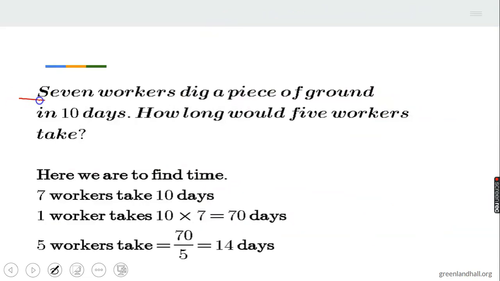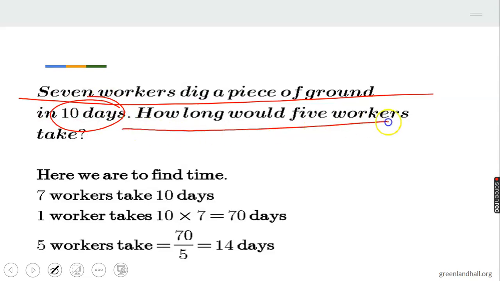Now look at this one. 7 workers dig a piece of ground in 10 days. How long would 5 workers take? Now the first thing to do is, here we are looking for time. You can see time could be in days, hours, months, years, depending. Now time will be on the last.